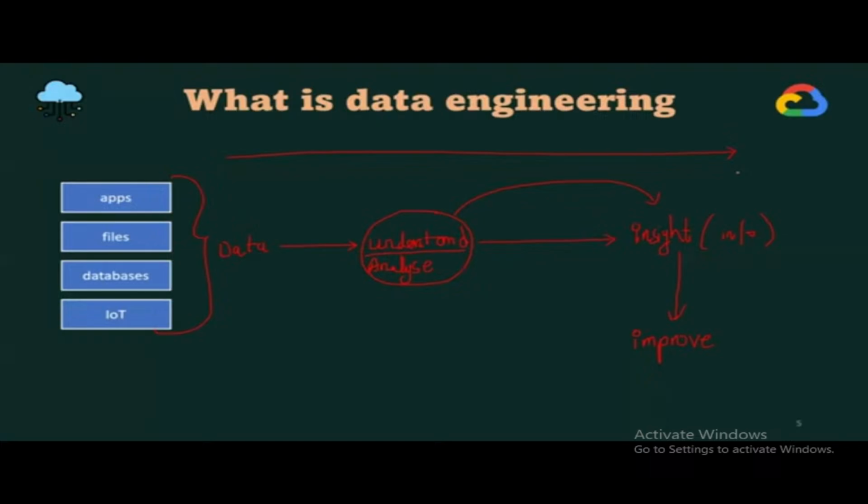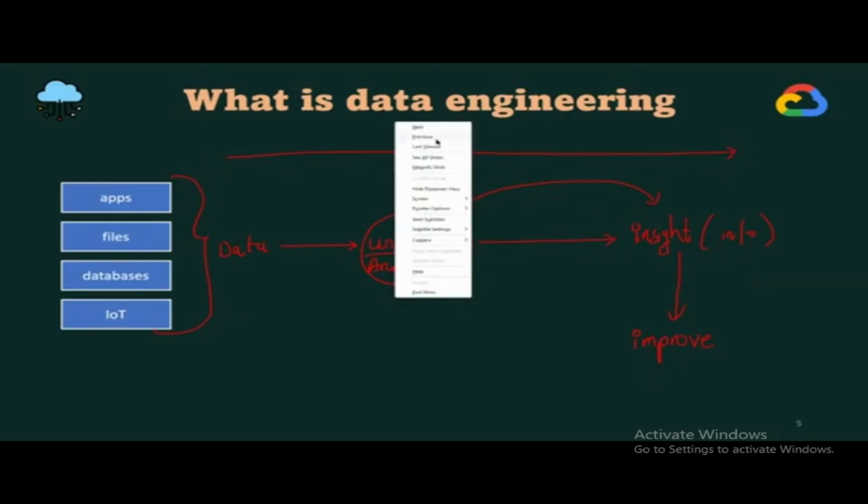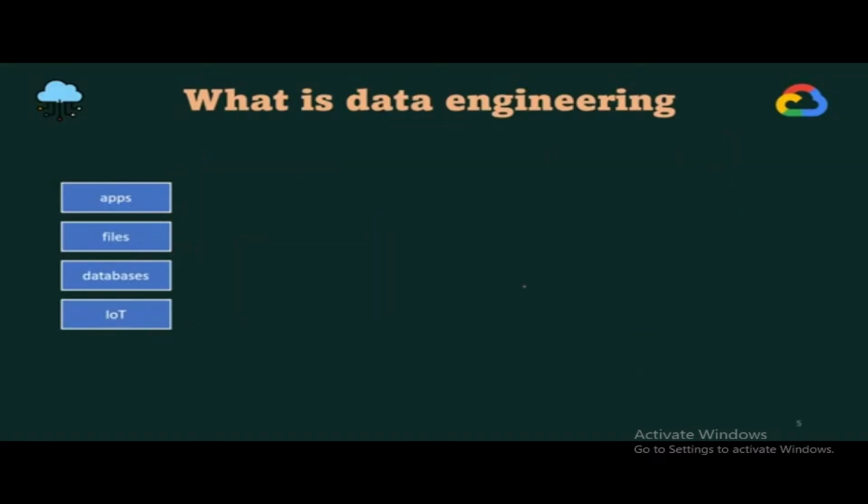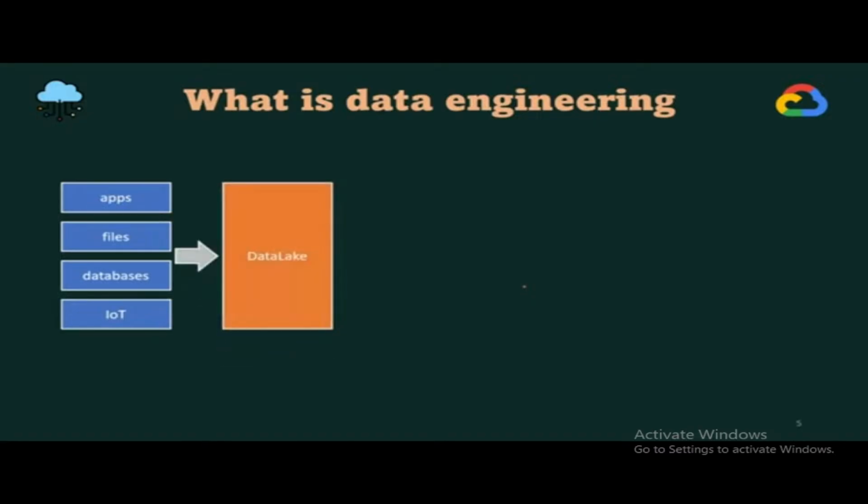Those insights are very useful for business improvement. So this is the high-level view. Can you explain it in data engineering terminology? Data is coming from multiple data sources. You have to get the data and store it in one single layer called a data lake.